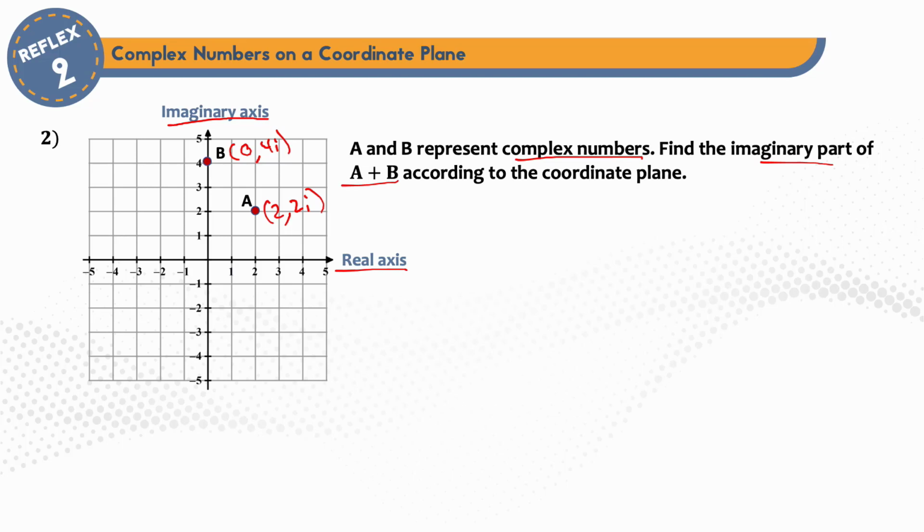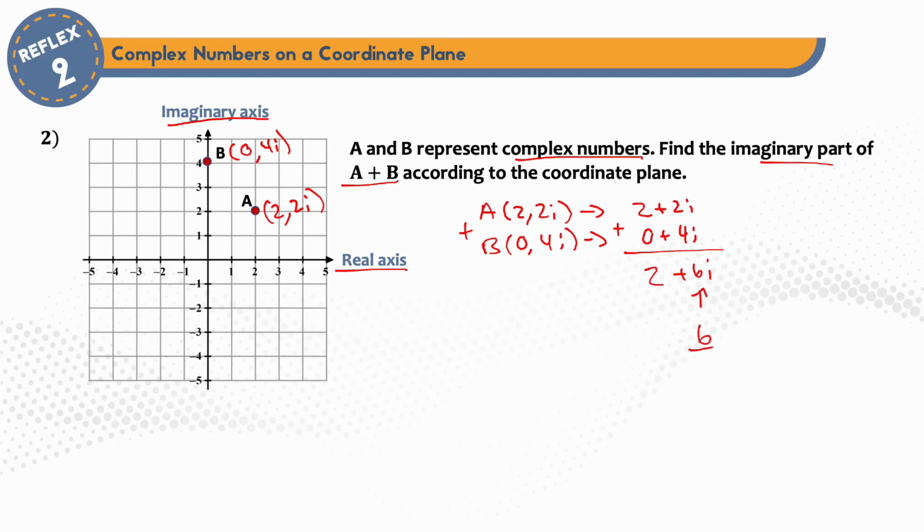Therefore, let's represent those points as complex numbers. A is 2, 2i, which is represented as 2 plus 2i. Then we have B, which is 0, comma, 4i, represented as 0 plus 4i. So if we add these two together, we get 2 plus 6i. My imaginary part is just the number 6.